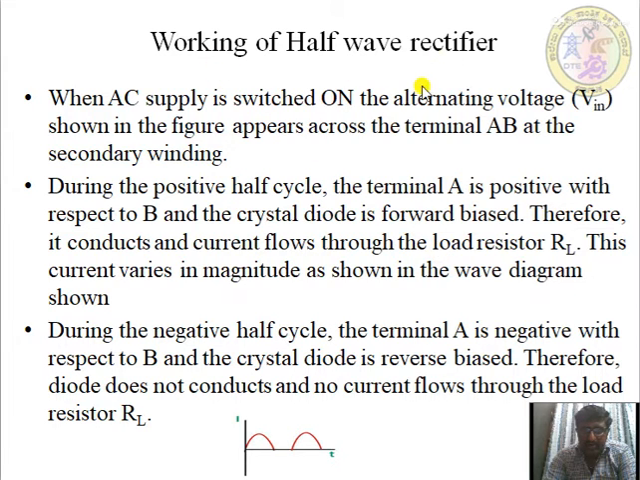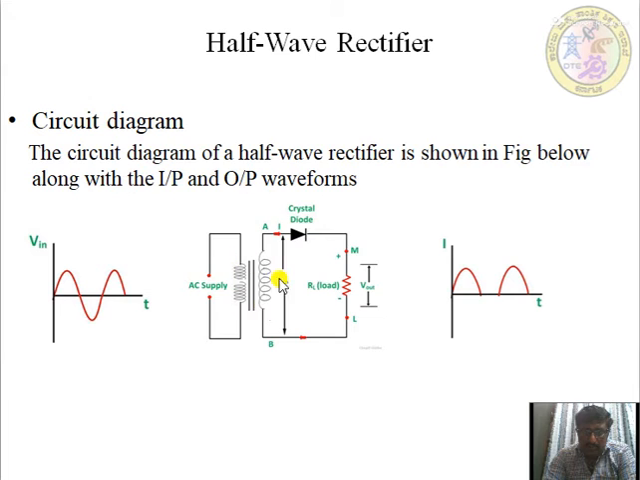Working of the half wave rectifier: when the AC supply is switched on, the alternating voltage V shown in the figure appears across the terminals A and B at the secondary winding of the transformer. During the positive half cycle, current flows from A to B and the diode is forward biased. So the current passes through the load resistor RL and we get a positive half cycle. During the positive half cycle we get the same peak.